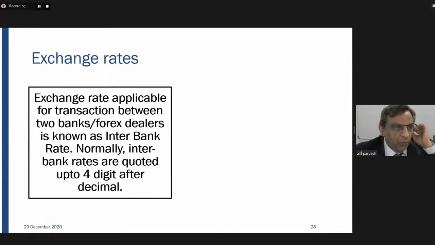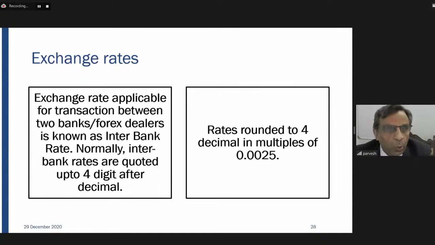What we have learned. So before we do that, the exchange rate applicable for transactions between two banks, forex dealers, is known as the interbank rate. Normally, interbank rates are quoted up to 4 digits after the decimal. So please, this is what you are asking. The rates are rounded to 4 decimals in multiples of 0.0025. So this is very important.